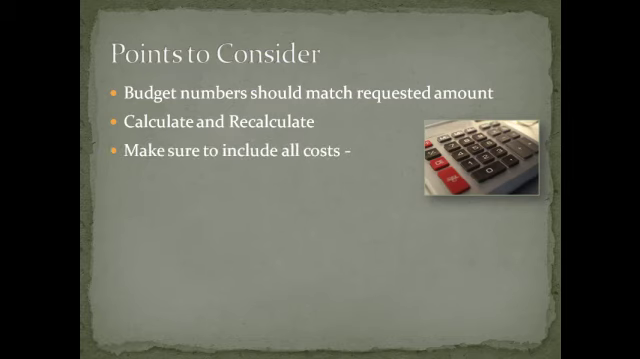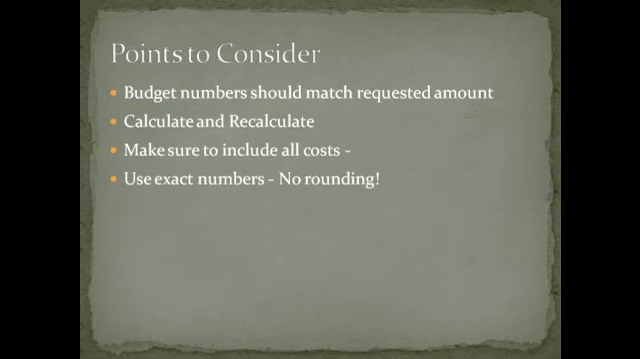Third, make sure to include all costs. This includes fees, equipment, salary, shipping and handling, travel, or any kind of consumable supplies. Fourth, use exact numbers. Don't round off figures. If you give them round figures, they'll assume that you're guessing at the cost involved. And as we said in the Grant 1 class, they can always go back and check on the costs involved, or sometimes they'll have a pretty good idea of the costs involved with certain aspects of a project.